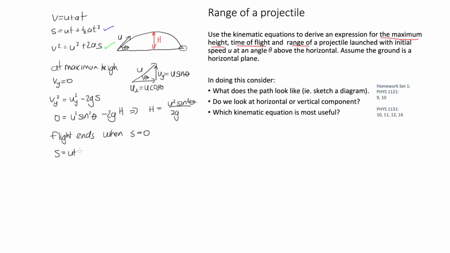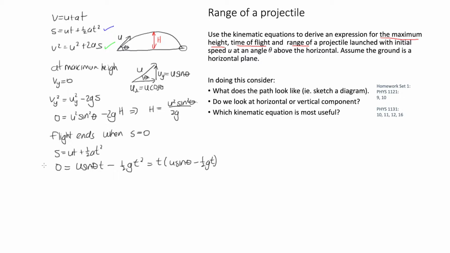So let's write this one down. We've got s equals ut plus a half at squared. And we want a vertical displacement of 0. So we'll be doing the vertical components. So we've got 0 is equal to the vertical initial velocity, which is u sine theta, times t, minus a half times g t squared. And we're trying to solve this for t. So let's pull t out as a common factor. So we've got then t times u sine theta minus a half g t.